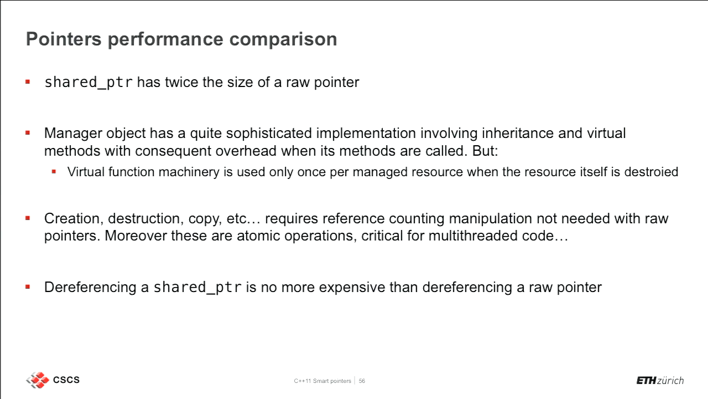But the good news for the shared pointer is that dereferencing it is no more expensive than dereferencing a raw pointer. So if you have a shared pointer and you want to access the pointed memory allocation, that operation is not more expensive than doing the same operation with a raw pointer. So you don't introduce any overhead for this kind of operation.